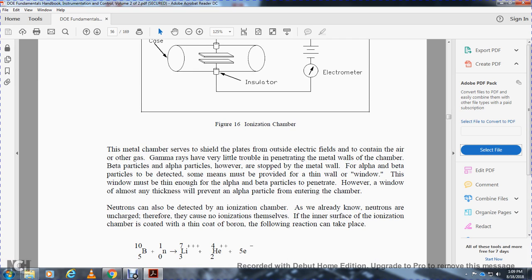To detect alpha and beta particles, some chambers are provided with a window in the wall. This window must be thin enough for alpha and beta particles to penetrate. However, the window is often still too thick and prevents alpha particles from entering the chamber. Neutrons can also be detected with an ionization chamber, but since neutrons are uncharged, they do not ionize the gas themselves. The inner surface of the ionization chamber is coated with a thin coating of boron, and the following reaction takes place.